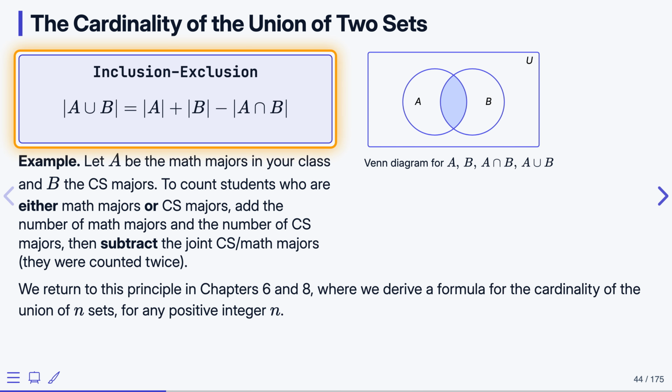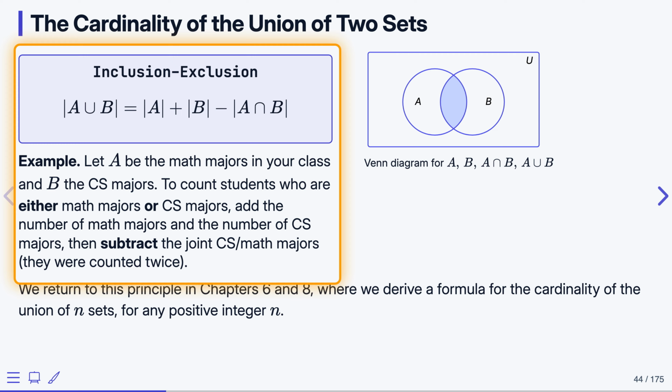How big is a union? The size of A union B equals the size of A plus the size of B minus the size of A intersect B. We call this inclusion and exclusion. Now why we subtract. If we simply add the size of A and the size of B, the elements that live in both sets get counted twice, once inside A and once inside B, so we subtract the size of the overlap once to fix the double count.